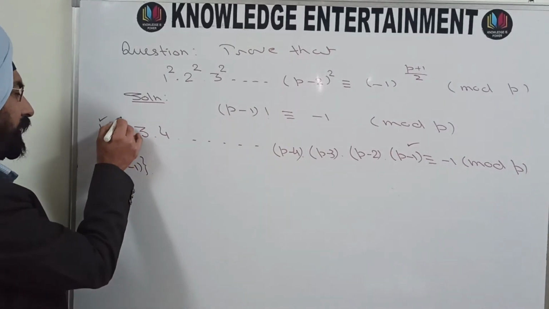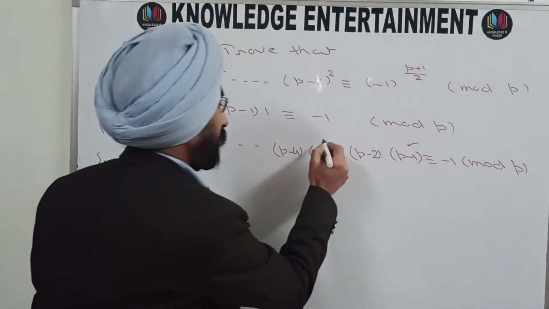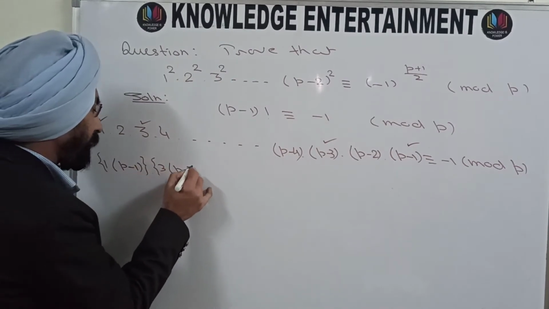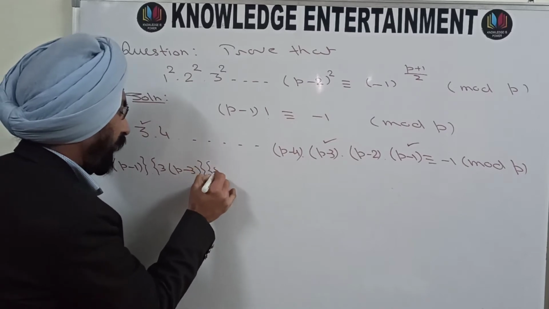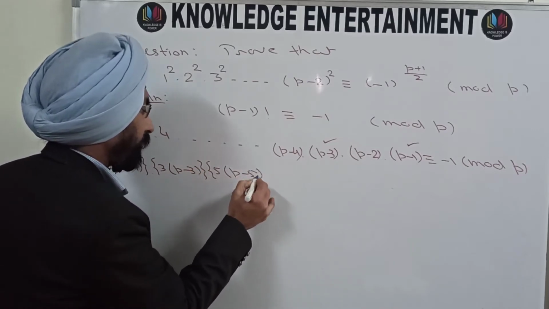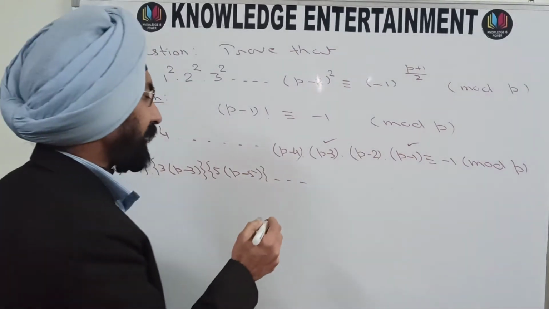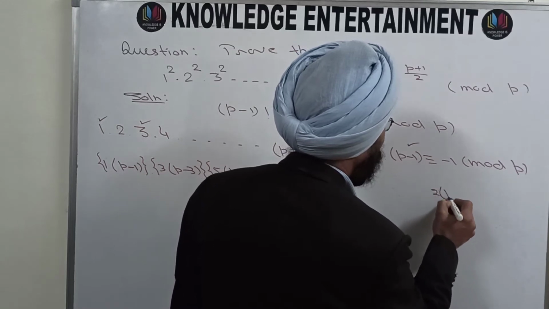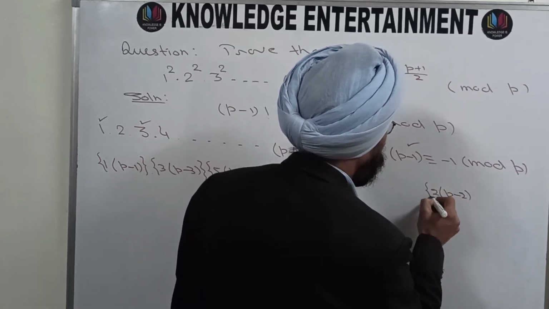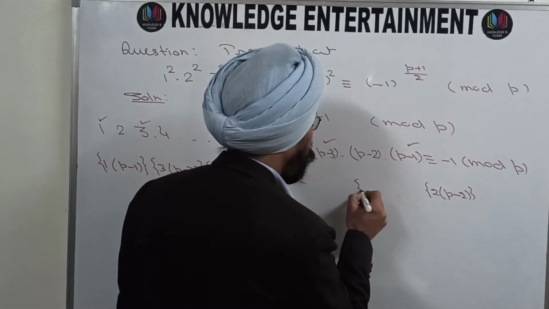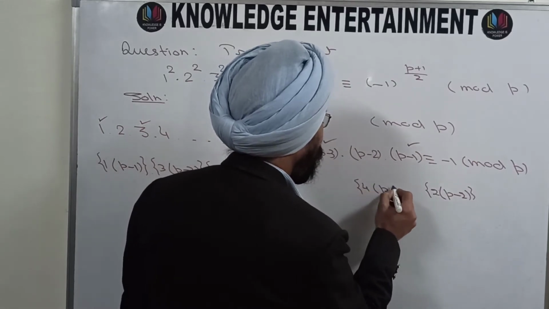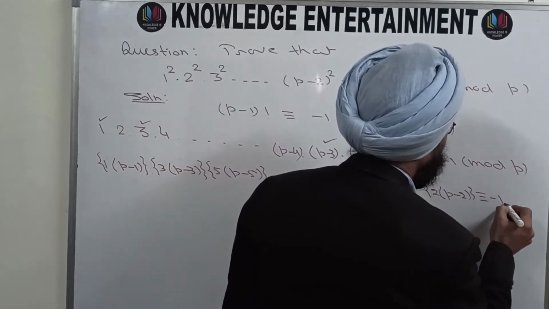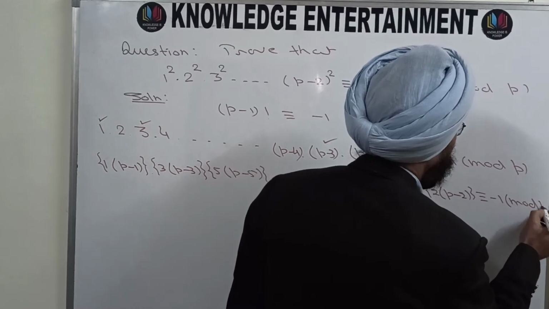Into this, 3 with P minus 3. Then 5 with P minus 5. And so on, continuing like this. I will have in the last pair 2 and P minus 2. Before that, I will have the pair of 4 and P minus 4. And so on. So congruent to minus 1 mod P.